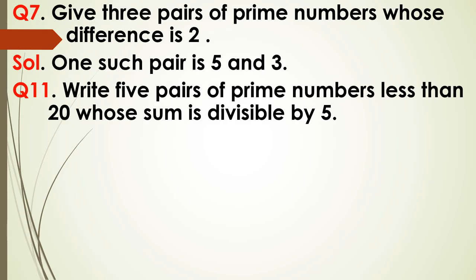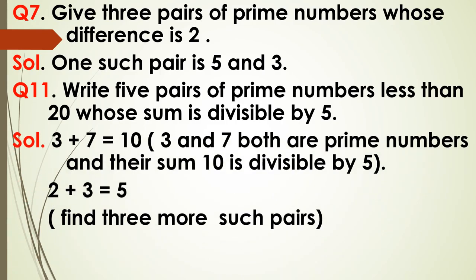See, 3 and 7, both are prime numbers, both are less than 20. Find out their sum. 3 plus 7 is 10. And 10 is divisible by 5. Such type of pairs you have to find out. 5 pairs. Second, see the second pair. 2 plus 3 equal to 5. And 5 is also divisible by 5. So, out of 5, 2 pairs I have prepared for you. Rest 3 you have to find out.